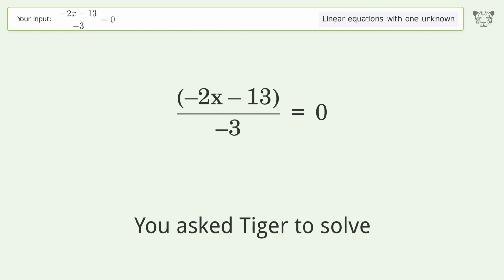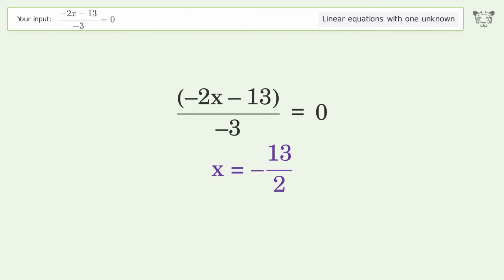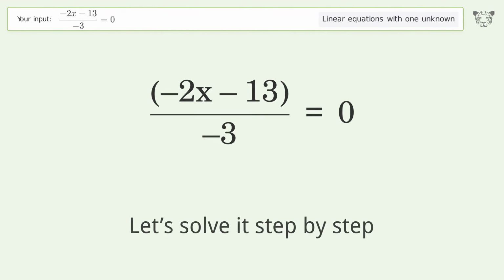You ask Tiger to solve this. It deals with linear equations with one unknown. The final result is x equals -13/2. Let's solve it step by step.